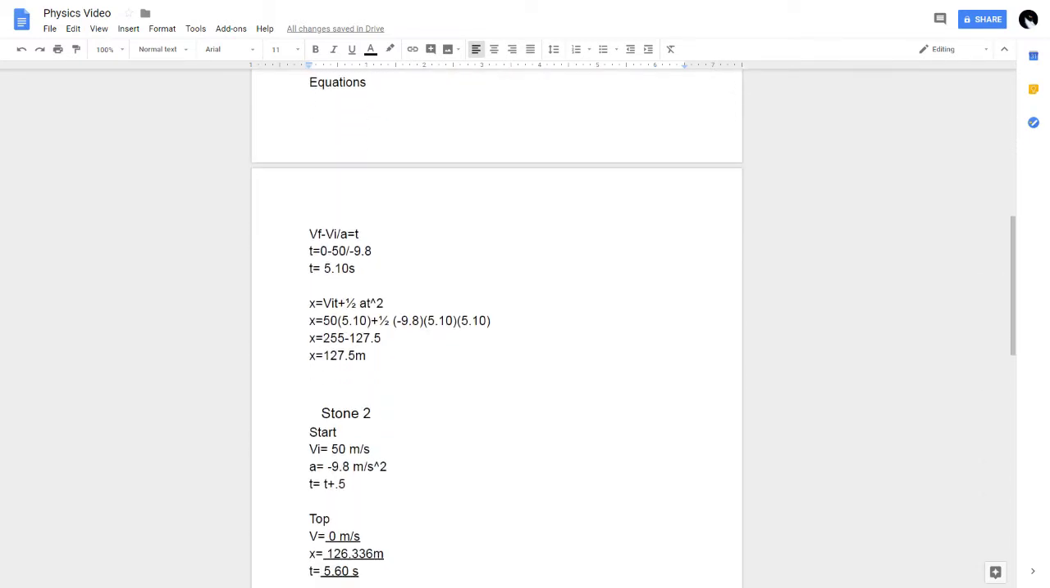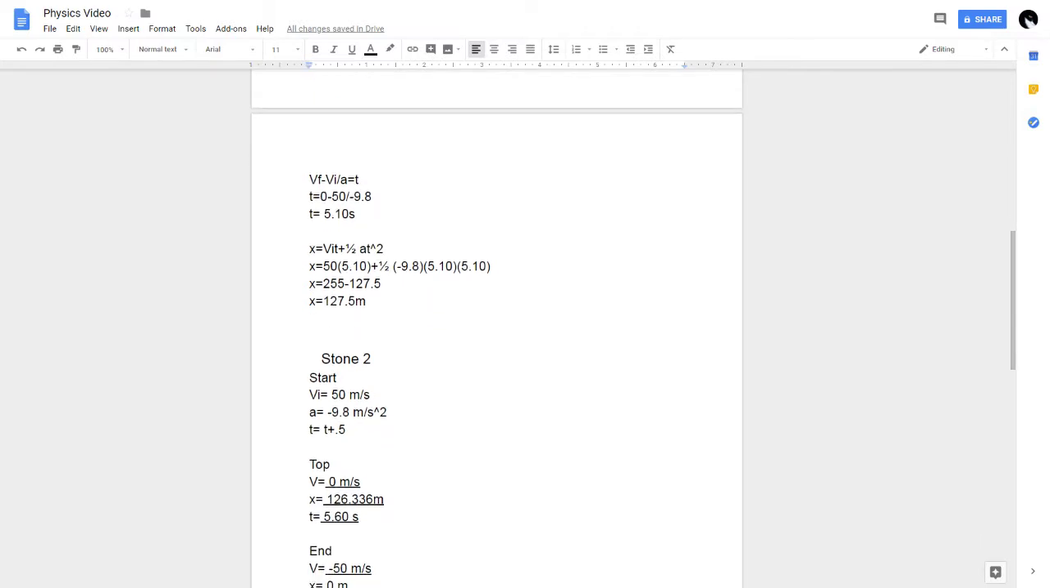And the first number we're going to figure out is the time at the top. We're going to be using the equation final velocity minus initial velocity over acceleration is equal to time. So the final velocity we know is 0 because it's at the top, and the initial velocity is 50. We're going to put that over the acceleration, which is negative 9.8. And when you put that in the calculator, we should get 5.10 seconds.